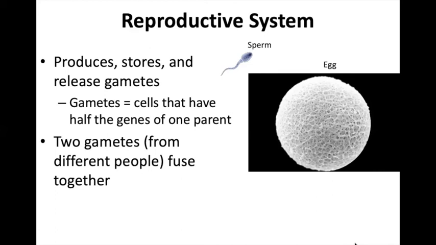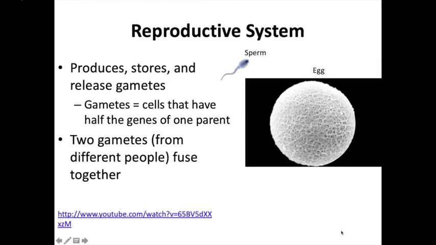Two gametes from two different people fused together, as shown here. Sperm finds its way in, and we would now call this an embryo. A zygote would be the official term for this. Sperm, egg, get together. You now have the original cell of a brand new human being. That is a zygote. It is the first stage of a developing embryo.